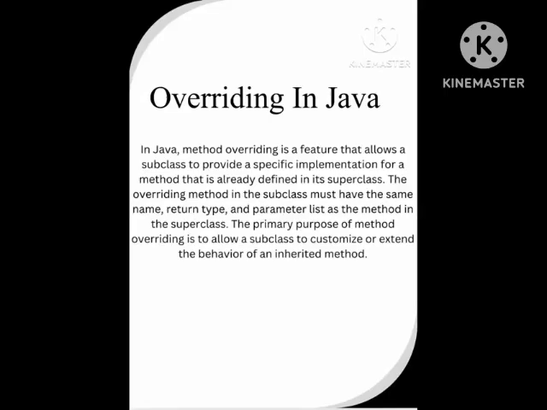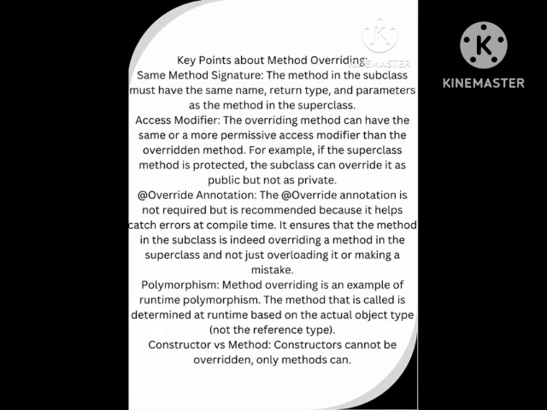In Java, method overriding is a feature that allows a subclass to provide a specific implementation for a method that is already defined in its superclass. The overriding method in the subclass must have the same name, return type, and parameter list as the method in the superclass. The primary purpose of method overriding is to allow a subclass to customize or extend the behavior of an inherited method. Key points about method overriding.